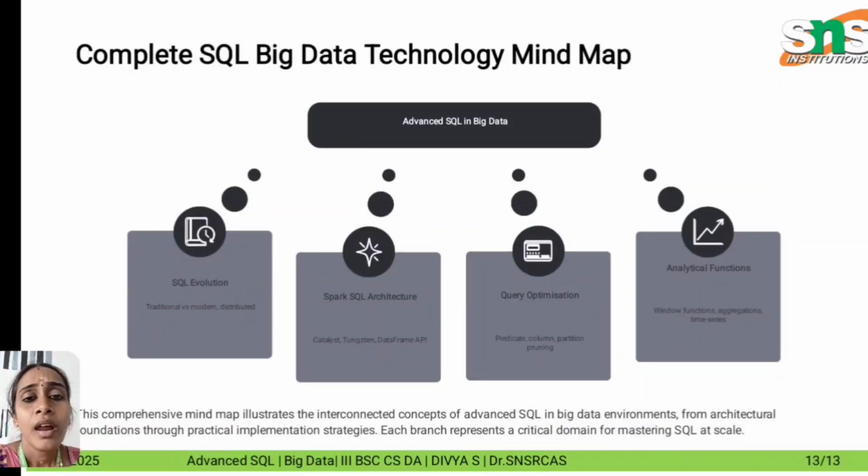Finally, the mind map on advanced SQL in big data, with SQL evolution, traditional versus modern distributed systems, Spark SQL architecture, query optimization, and analytical functions, everything has been discussed here. The mind map illustrates the concepts of advanced SQL within big data environments, from foundations through practical implementation strategy. Each branch represents a critical domain for mastering SQL at scale. So we have gone through advanced SQL in big data technology, an overview of what happens.